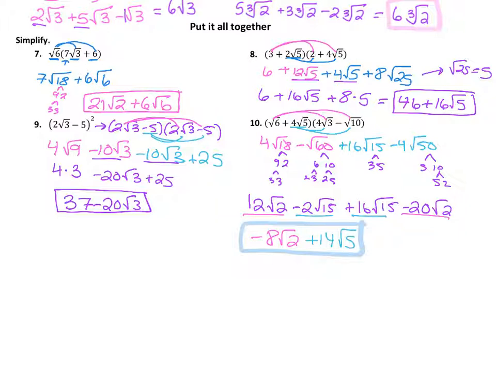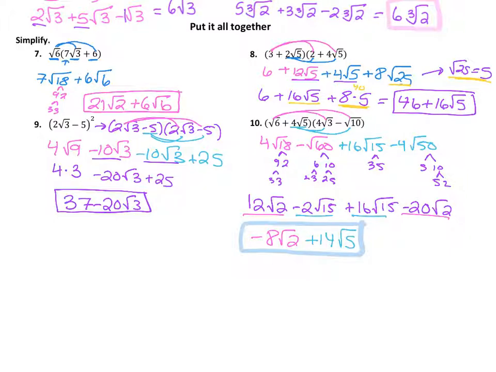So in number 8, when I distribute the 3 into the parentheses, I get 6 plus 12 root 5. Then when I distribute 2 root 5 in, I get 4 root 5 plus 8 root 25, because I have to multiply the outsides and multiply the insides. So I can combine the like terms of the 12 root 5 and the 4 root 5, and I'm going to get 16 root 5. Then square root of 25, well, that's the same as 5. So I really have 8 times 5, which is 40. 40 plus 6 is 46, so I get 46 plus 16 root 5.